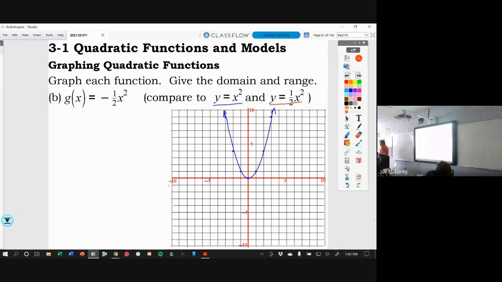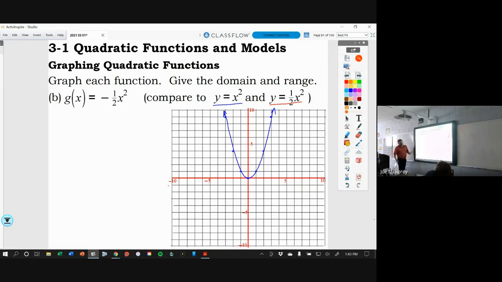What does y equals 1/2 x squared look like? What's that 1/2 do? Compresses it. It's a vertical compression, right? If you take that gummy bear, have a gummy bear in your hands, smush it, it's going to spread out, right? Because that gummy bear's got to go somewhere. And hopefully not through your fingers.